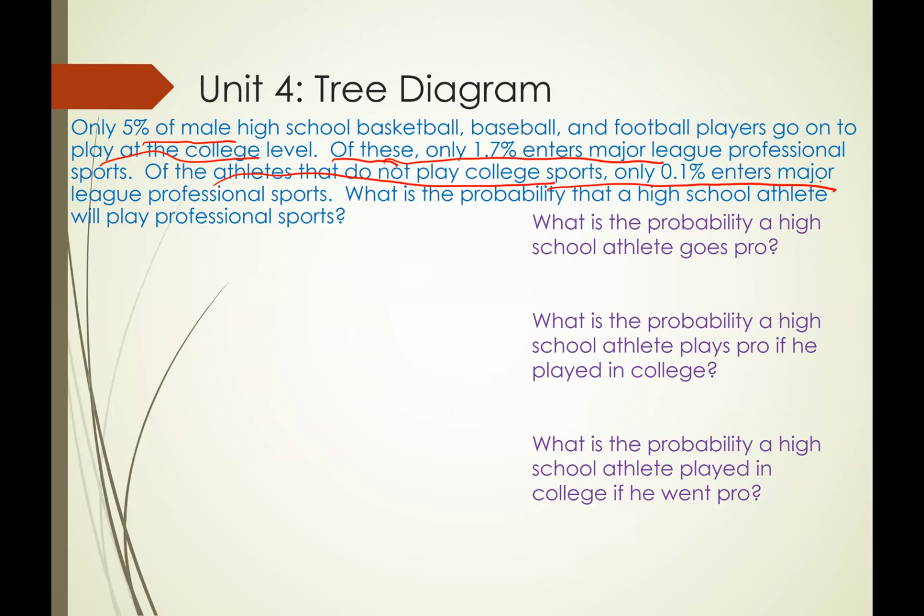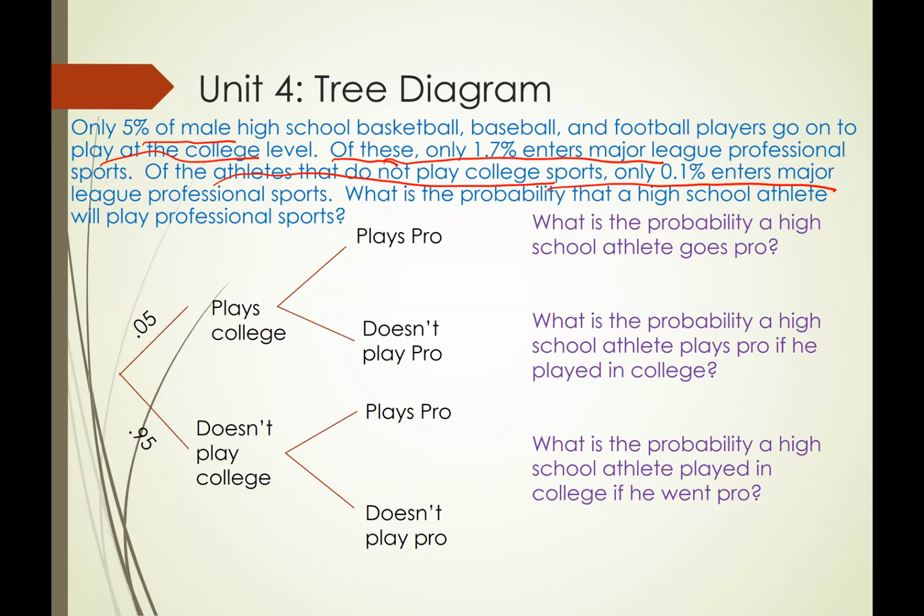So you want to start with what you know for the whole population and then break it down into the two conditional probabilities. So the thing I know for the whole population is that 5% play college and the rest do not get to play college. And then after that, I know if they go to college, there's a 1.7% chance they go pro, so it's 0.017. Versus if they don't go to college, there's only a 0.1% or 0.001 chance that they go pro.